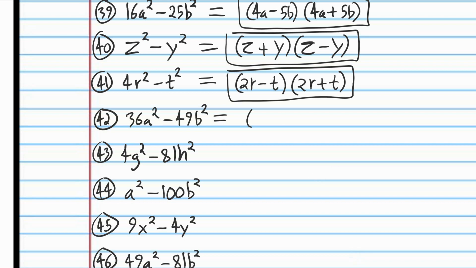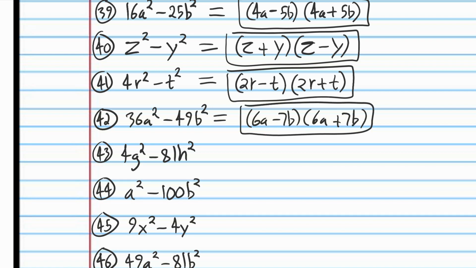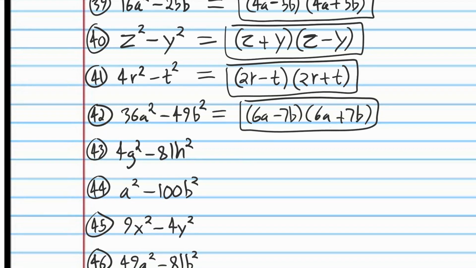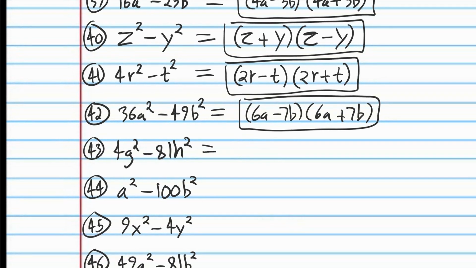All right, we're back. I should space those parentheses out a little bit more. All right, so we get 6a and 6a, and negative 7b and positive 7b. So if you got that answer, good job. So try 43, and when you come back, we'll do it together.